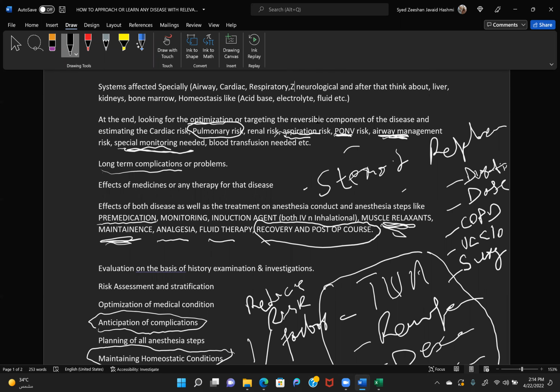Now that we have opened this topic, I will ask anyone: what is the difference between local anesthetic systemic toxicity, high spinal, and total spinal?